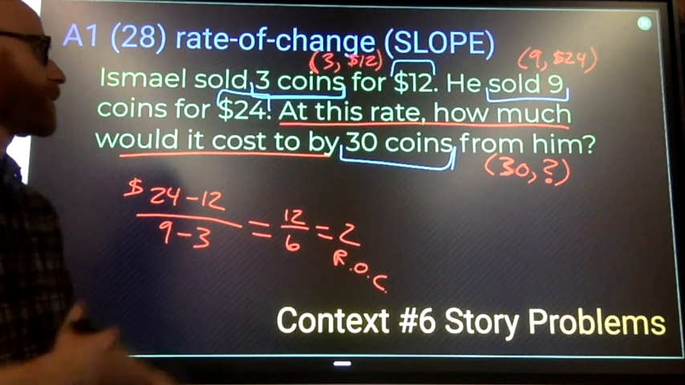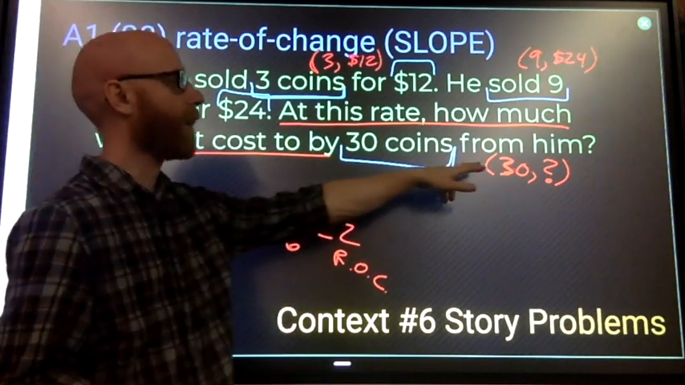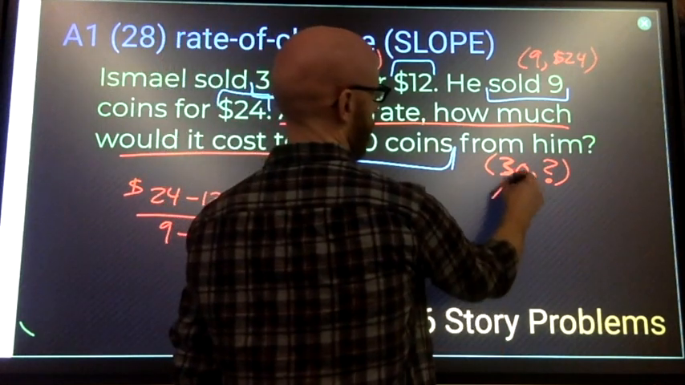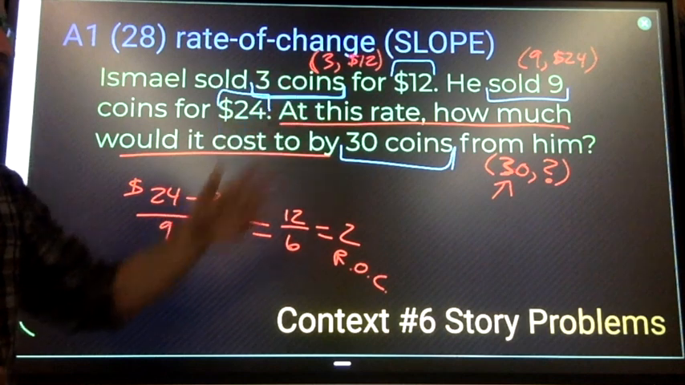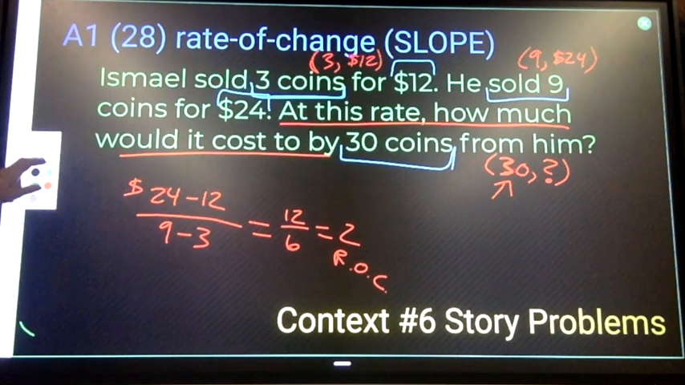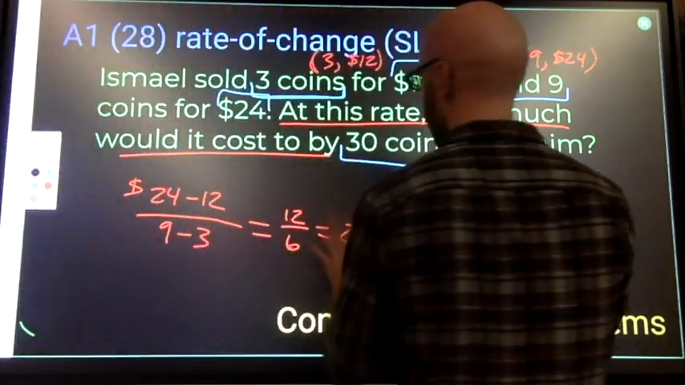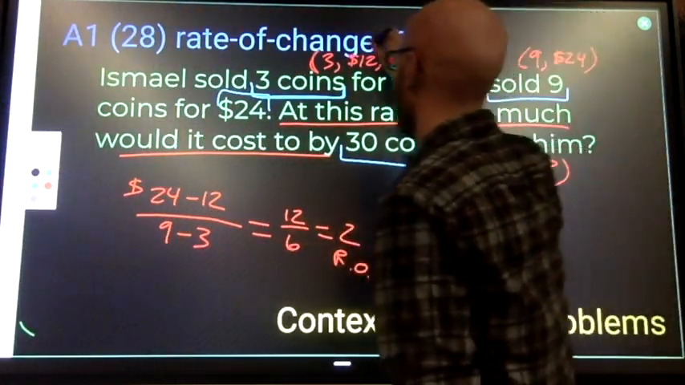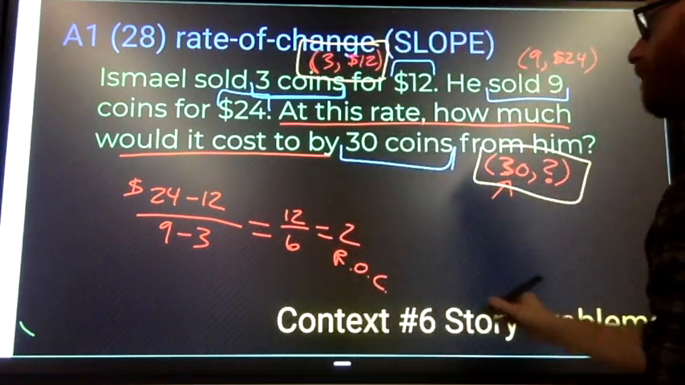$2 for each new coin. All right, so I could count up from 9 coins to 30 coins, or the other thing that I could do, and this gets a little complex, but I could say, now that I know that the slope is 2, let me use this point and this point that I have a question about.